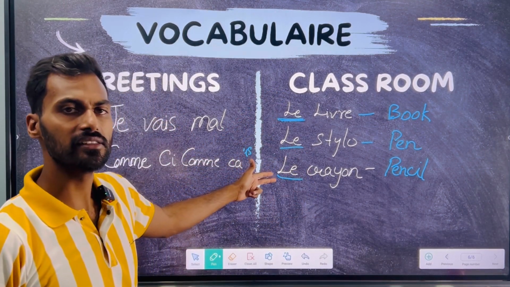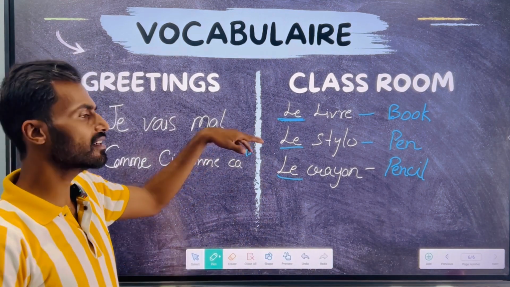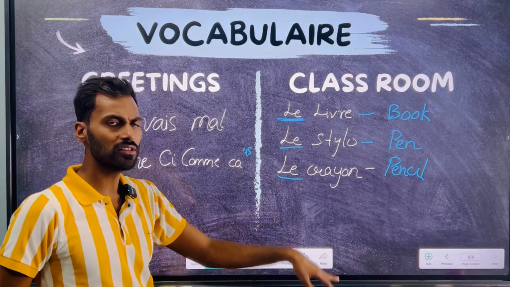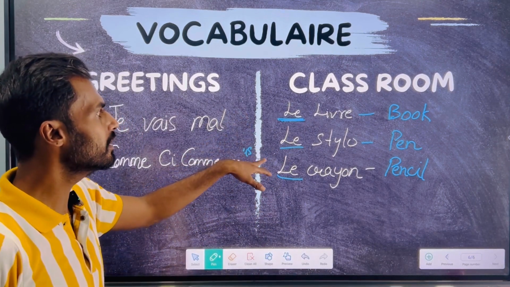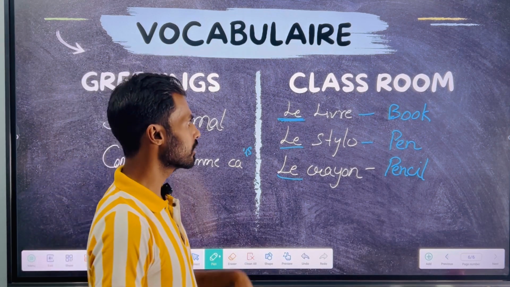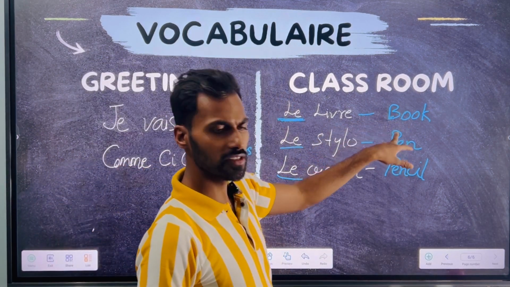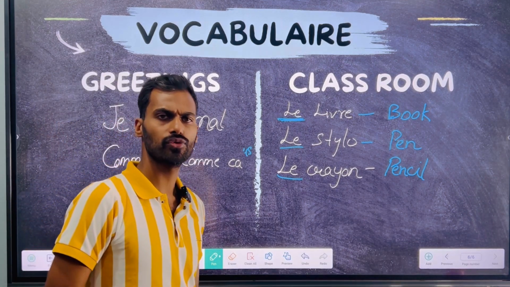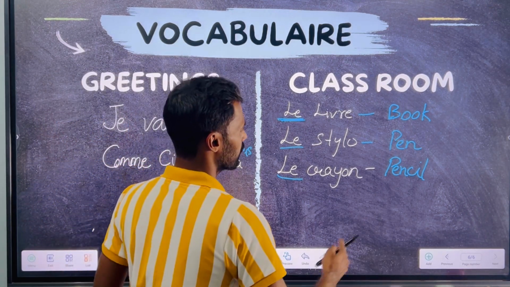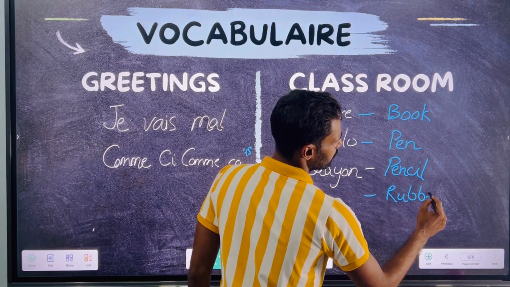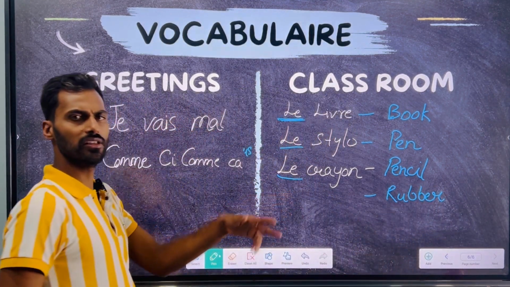What are these things? These are the articles. I will be telling you about these articles in a separate lecture, but for the time being, you can just learn these words. There is a certain meaning of these which I will be telling you in the next lecture. Okay. So this is book, this is pen, this is pencil. What else could be there in a classroom? The rubber. Rubber could be there. So, how to say the rubber?